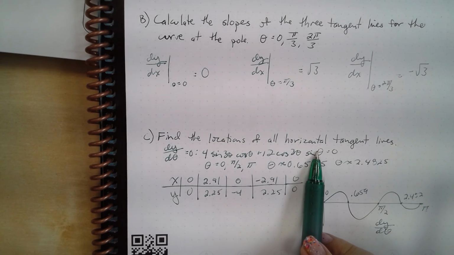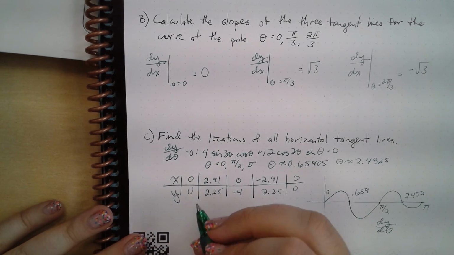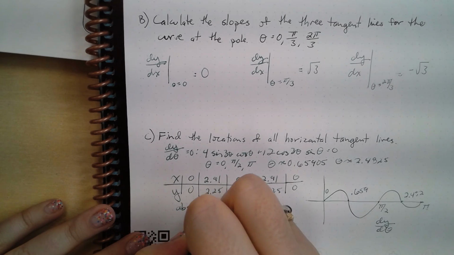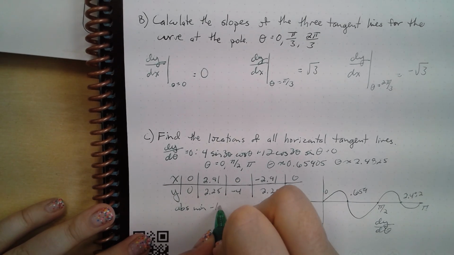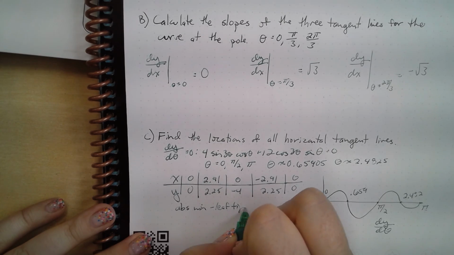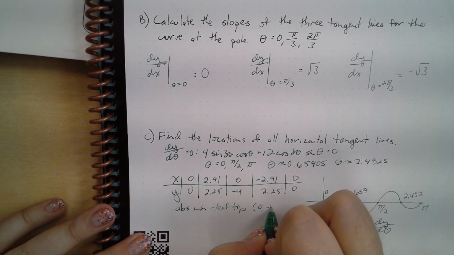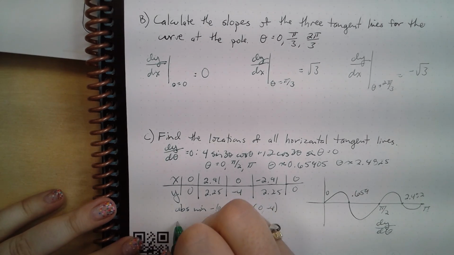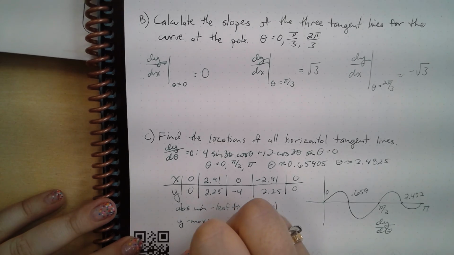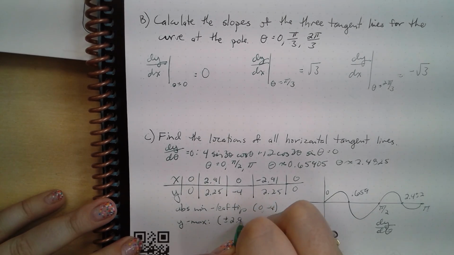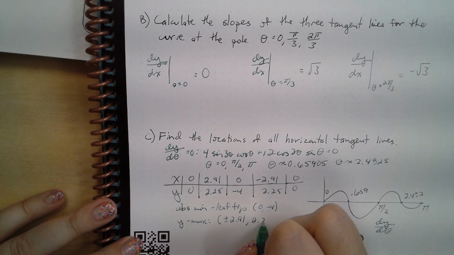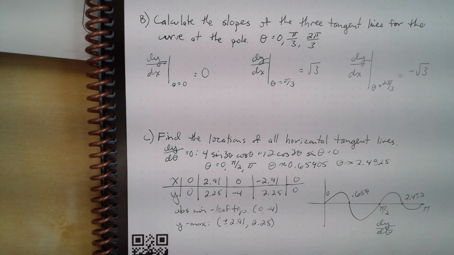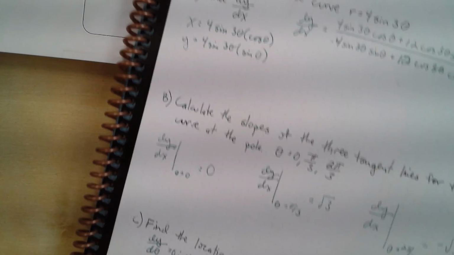So what's our absolute minimum? Well, our absolute minimum is going to be like a leaf tip, right? Which in this case is going to be at 0, negative 4. And our y maximum values are going to be plus or minus 2.91 and 2.25, right? Okay, so let's just finish up this example with 2 more questions over here.